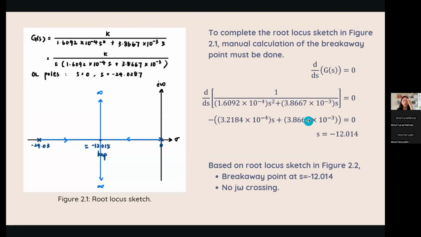When we sketch the root locus, we can also double confirm this. We can sketch the root locus by using the open loop poles. As we can see, based on the root locus sketch, we can obtain the breakaway point that we calculated, which is negative 12.014. There is no imaginary crossing because the open loop pole is right at the origin.